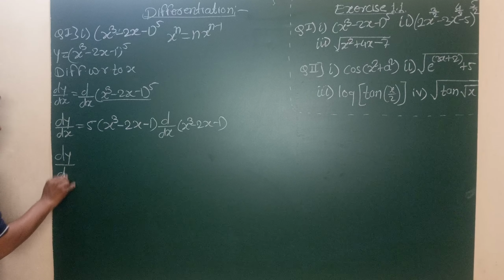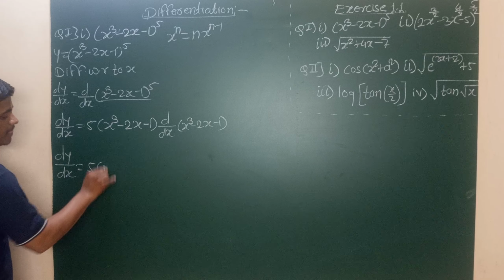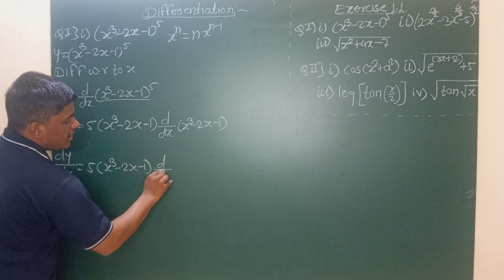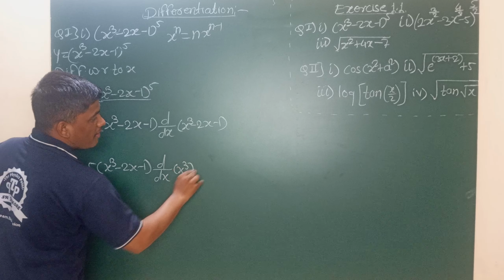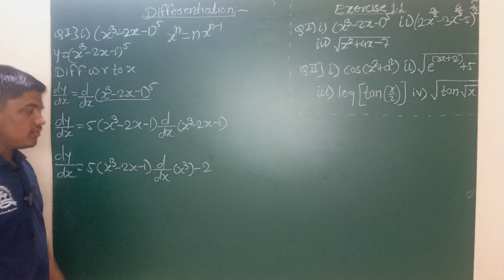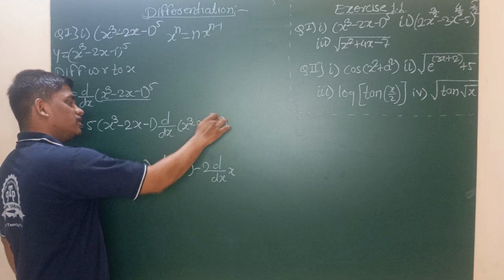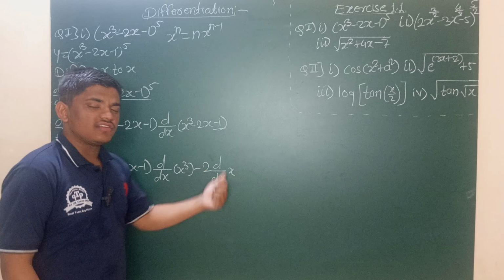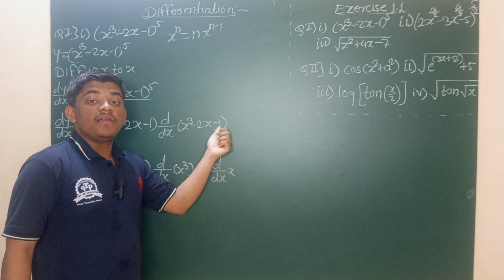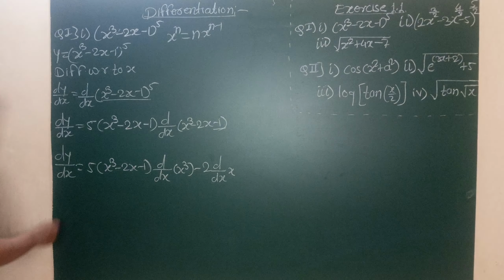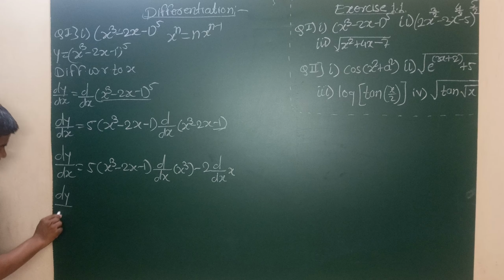That is dy by dx, which is equal to 5 into x cube minus 2x minus 1 into d by dx of the first term, x cube, minus 2, a constant multiplied with the variable x, so d by dx of x. And we know that the derivative of a constant function with respect to x is 0. That means the differentiation of minus 1 is 0. Minus 0 is the same function, that's why we don't take that.